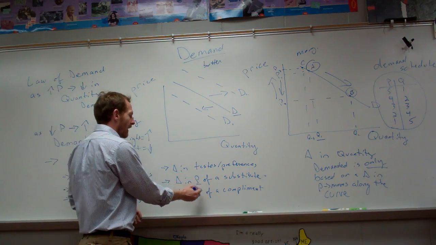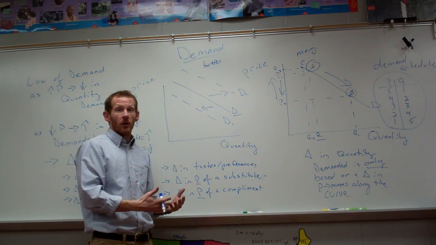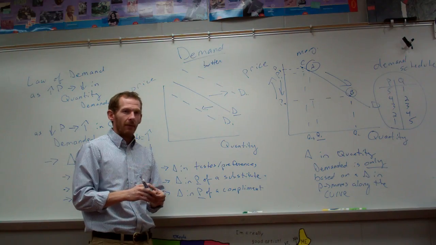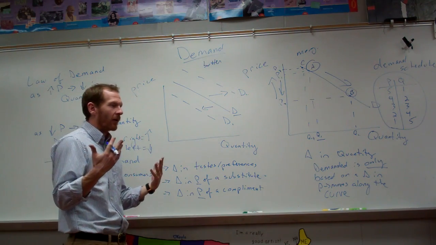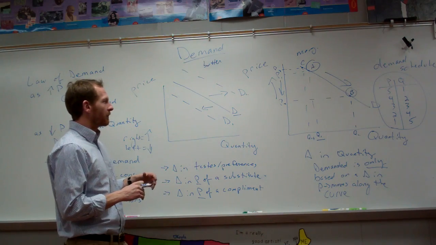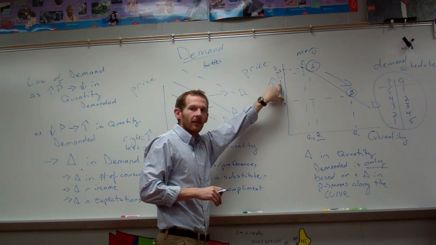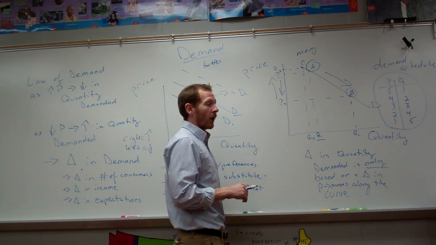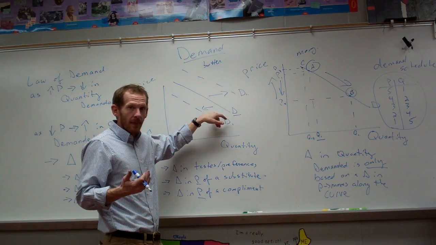Again, P is price. A change in the price of a complement. A complement is a good that goes along with another good. For instance, chips and salsa, or peanut butter and jelly, or Bert and Ernie, or whatever. If the price of jelly goes up, then we're going to have a smaller quantity demanded of jelly, but we're also going to demand less peanut butter because it is a complement, right?